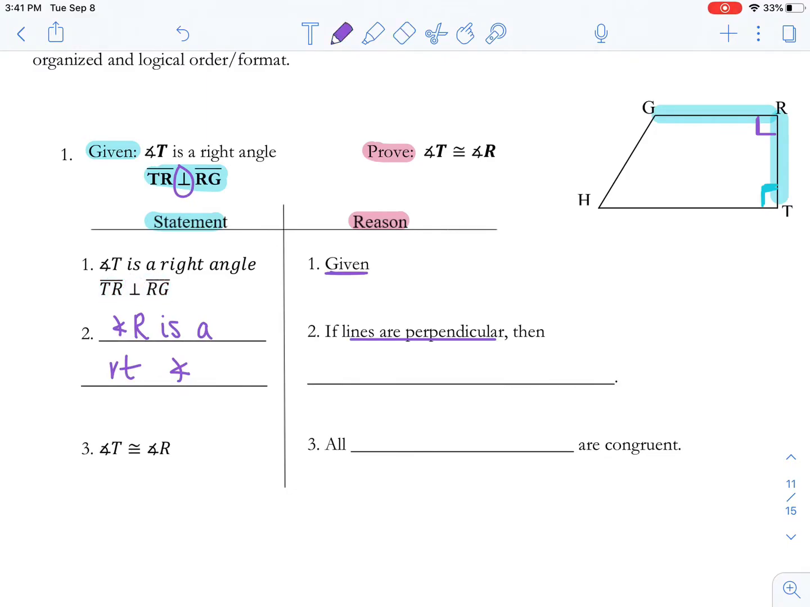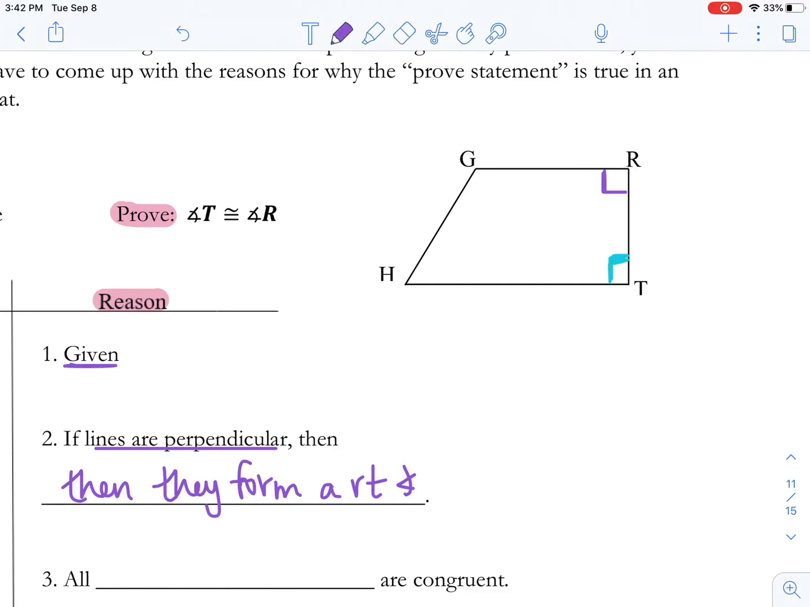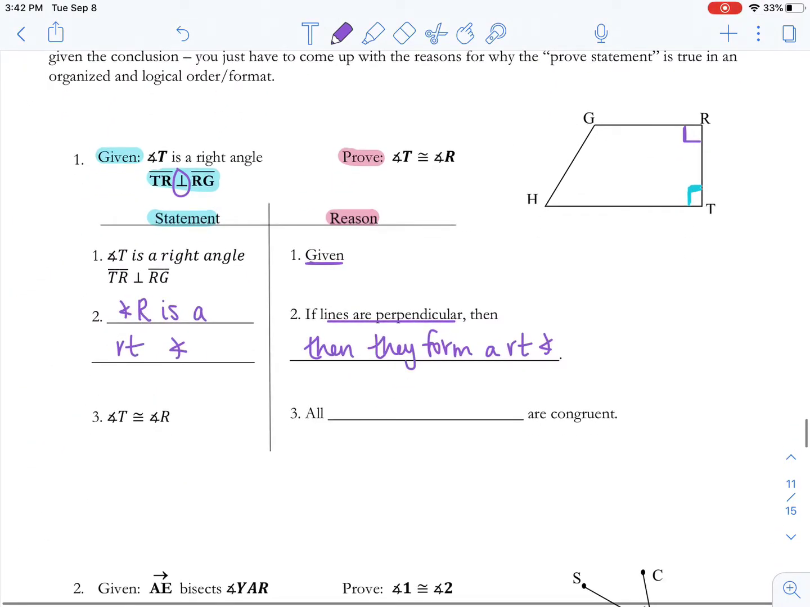Well, we know this is true because if two lines are perpendicular, the definition tells us, then they form a right angle. So we're using that definition of perpendicular to be able to say something else is true in our diagram. So right now we were told that the blue angle is a right angle, and we were able to figure out on our own that the purple angle is a right angle. So angle T and angle R are both right angles, right? And we have that written down in our proof. Angle T is a right angle, angle R is a right angle.